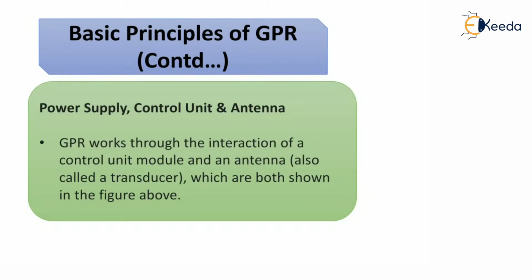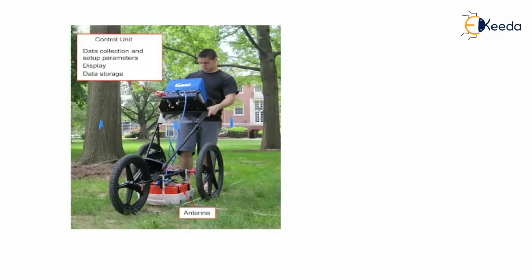The GPR works through the interaction of a control unit module and an antenna, which is also called a transducer, both shown in the figure. So this is a man carrying a control unit which has data collection and setup parameters and a display and data storage, and the antenna is in the red box.